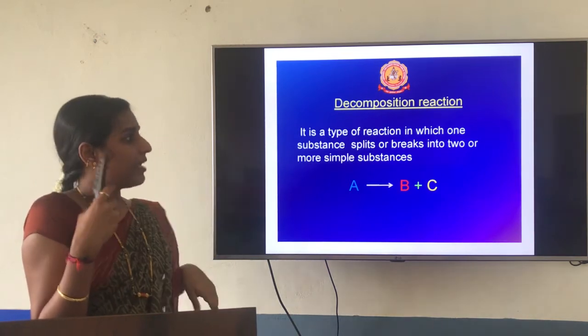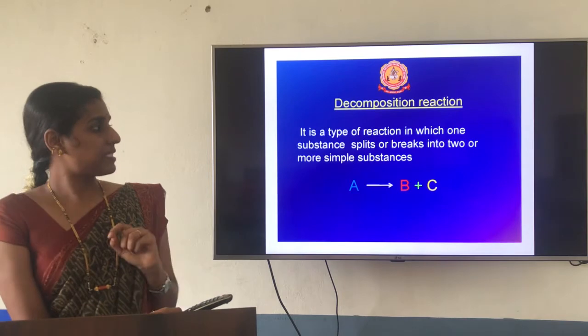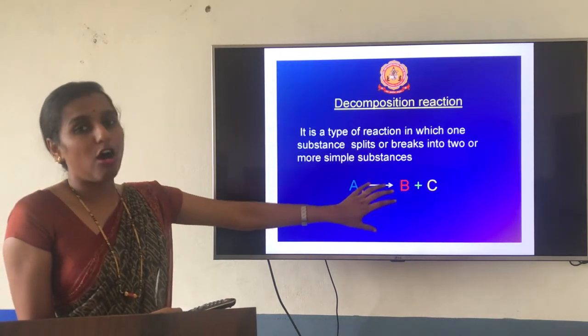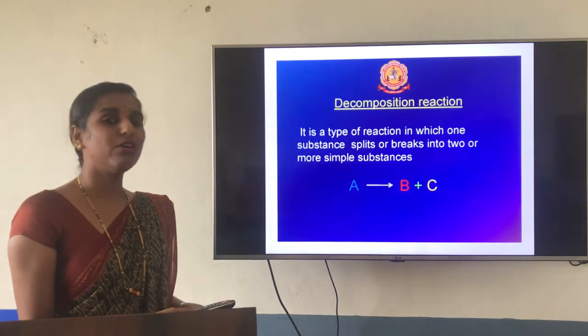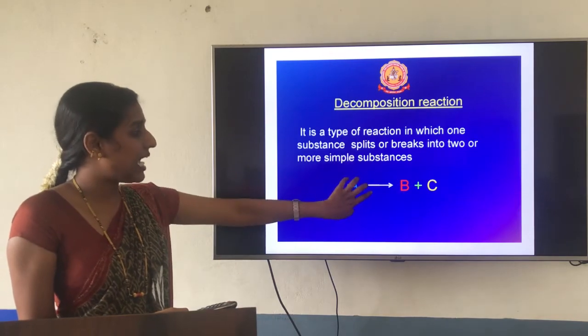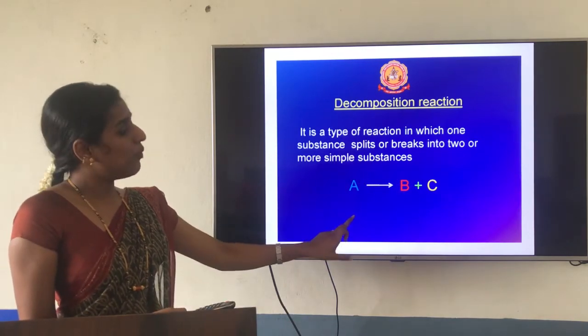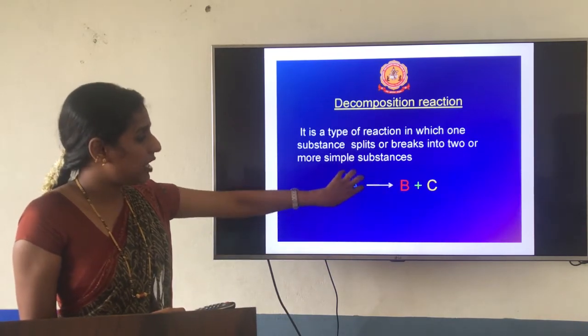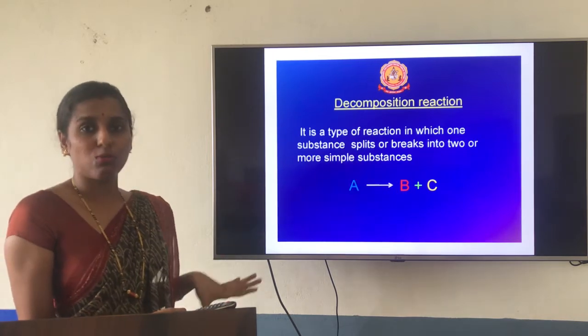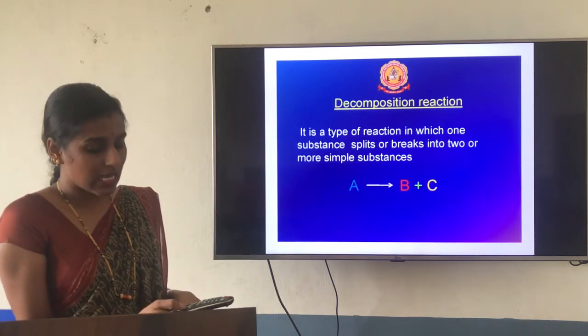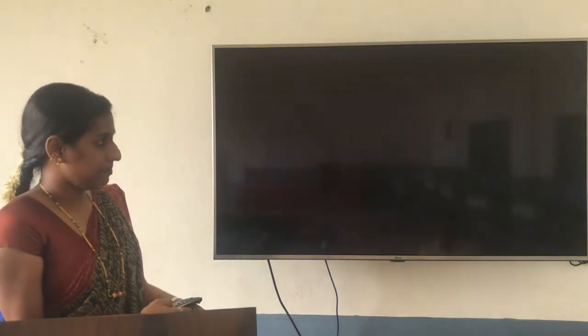So it is a type of reaction in which one substance will split or break into two or more simple substances. For example, if you take A as a reactant, you will get B as well as C. From here only it will split into two or more products. So that will be considered as decomposition reaction.